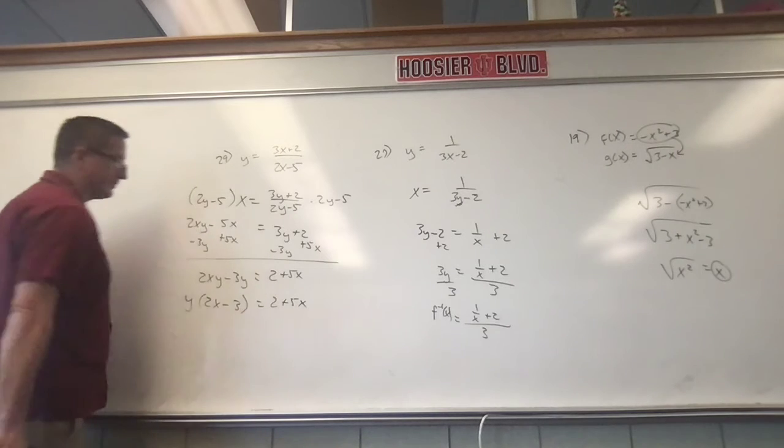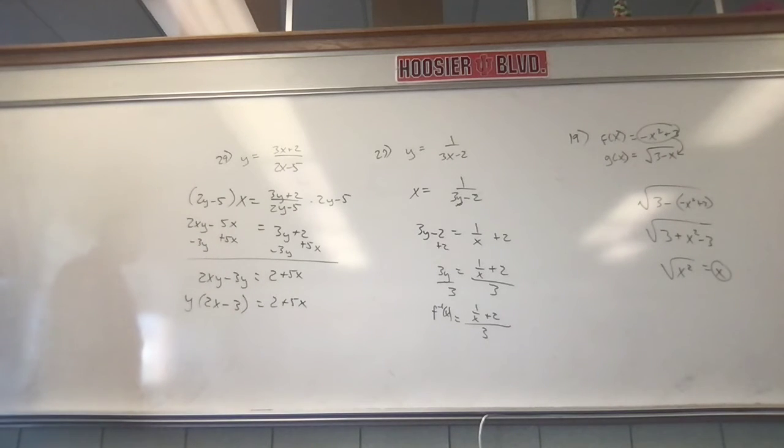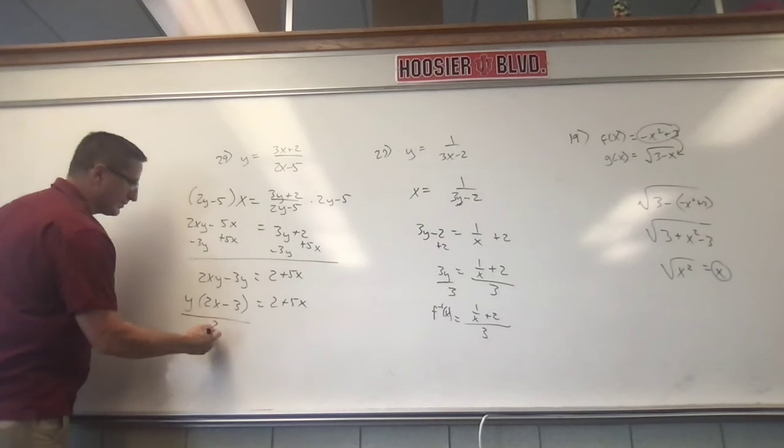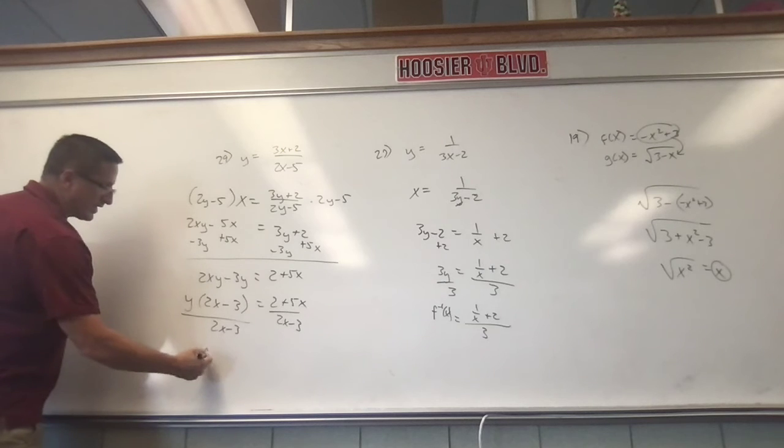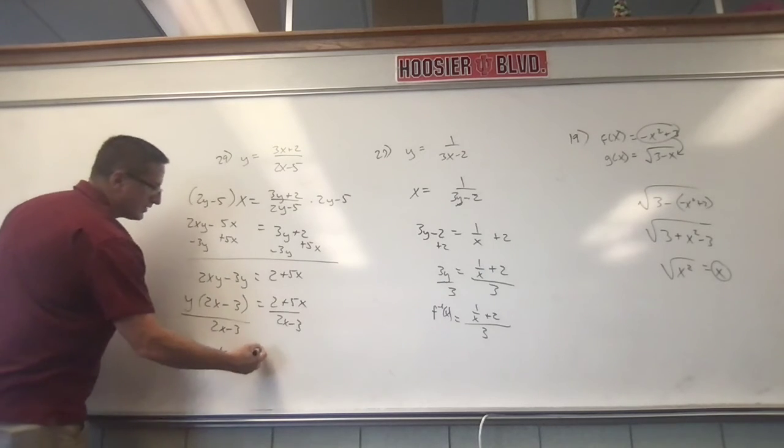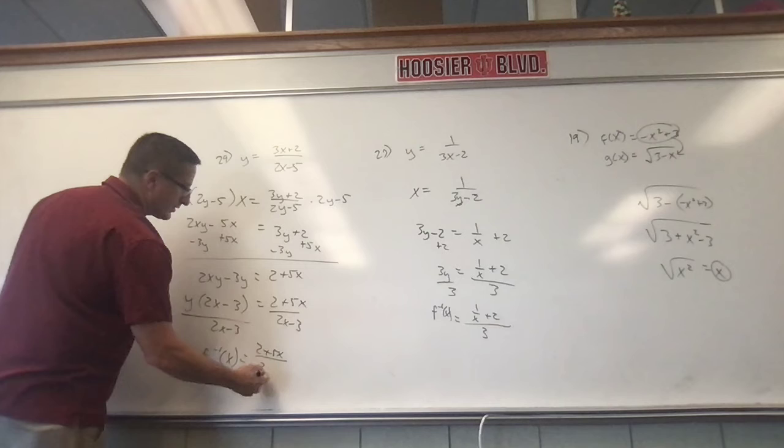We've got one last step now. I want to get y by itself. It's the last thing you have to do. Divide by 2x minus 3. Divide by 2x minus 3. So it says y, but it's not y. It's f inverse of x. It's 2 plus 5x over 2x minus 3.